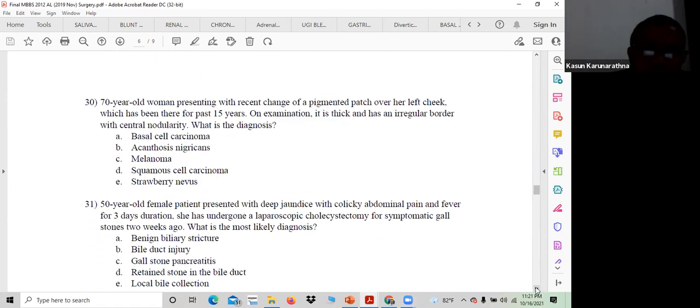Question number 30: a 70-year-old woman presenting with a recent change of a pigmented patch over her left cheek, which has been there for 15 years. On examination, it is thick and has an irregular border with central nodularity. What is the diagnosis?